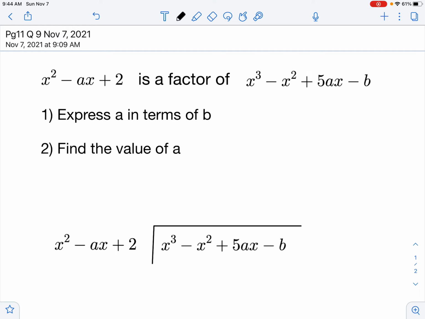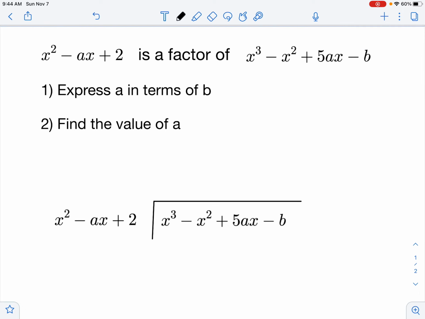Given that this quadratic is a factor of this cubic, the way I'm going to go about this is I'm going to divide this quadratic into this cubic. Now, of course, I'm going to have to be very careful with my algebra here because I don't have all of the coefficients. When I'm subtracting, I'm going to be subtracting a's and b's from one another, so I'm going to take my time and make sure I'm not dropping minuses, because all of that is very important in order to get the right result.